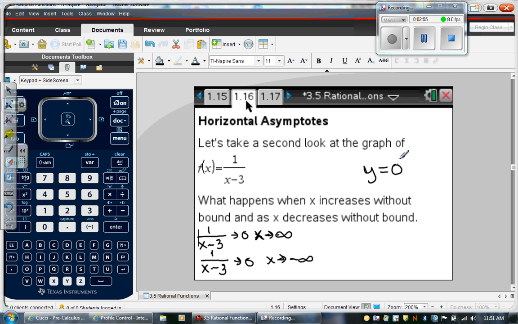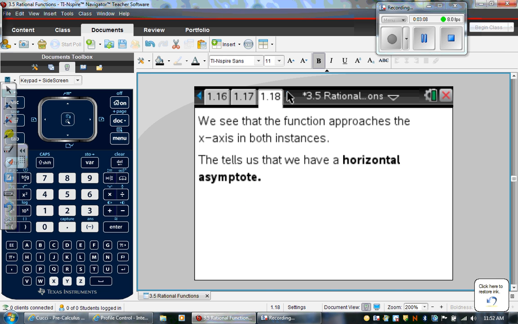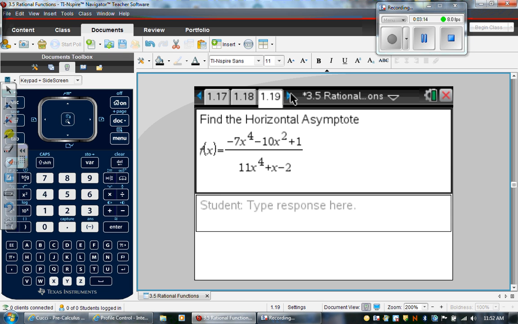So this one was actually pretty simple to see graphically. Okay. So we see that a function approaches the x-axis in both instances. This tells us we have a horizontal asymptote. So we're going to look at finding the horizontal asymptote for negative 7x to the 4th minus 10x squared plus 1 divided by 11x to the 4th plus x minus 2. And here's how we're going to go about doing this.